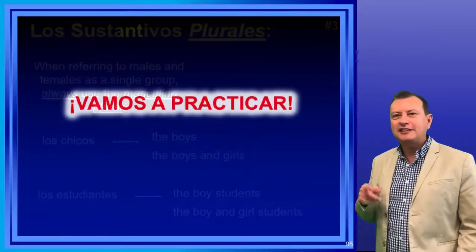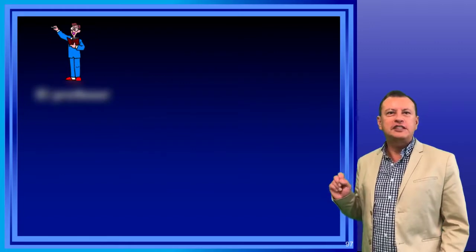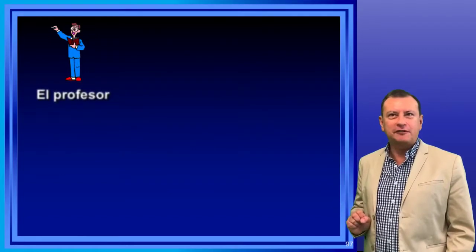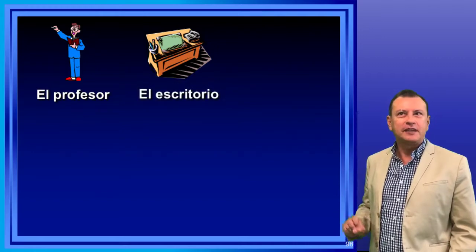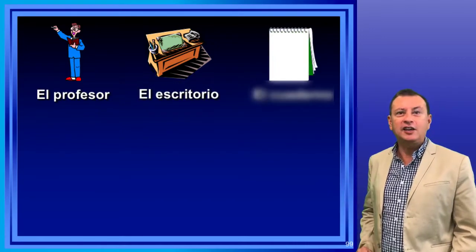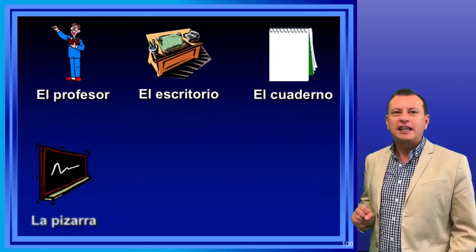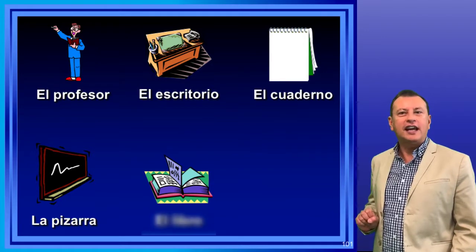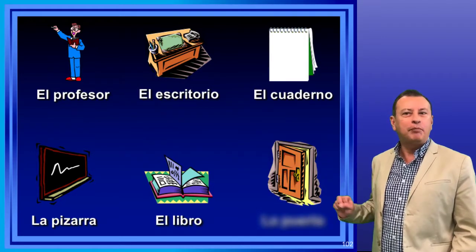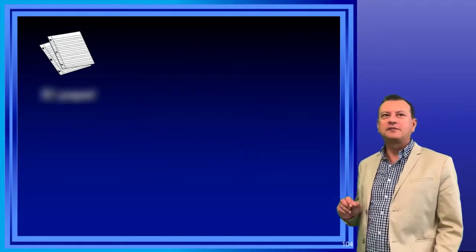Let's practice. Now it's time for you to help me out. So here I have a picture of a teacher. You will say what? Correct. El profesor. We have here a desk. El escritorio. Notebook. El cuaderno. We have a board. Correct. La pizarra. Now we have the book. El libro. La puerta. Let's take a closer look at other words.